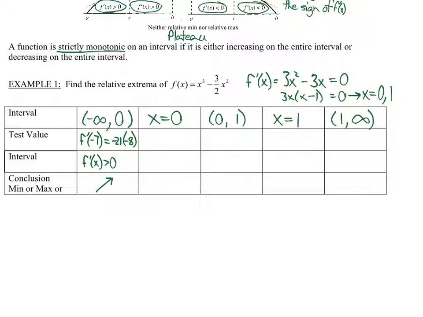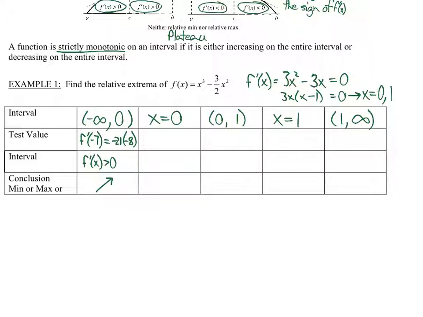I don't understand. So why do you do the test value if you already know that it has to increase to go from negative infinity to 0? Well, no, x is increasing, but we're talking about what the derivative is doing. Okay? And if the derivative is positive, that means the function itself was increasing. Oh, okay, understood.